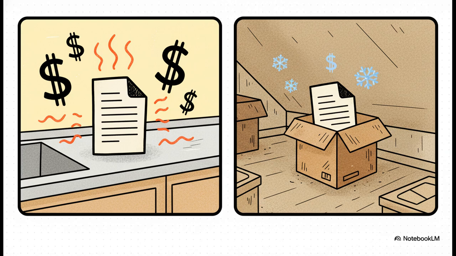Okay, another massive cost topic on the exam is storage tiers. The easiest way to think about it is this. The hot tier is like your kitchen counter. It's expensive real estate, but everything is right there ready to grab. The cool and archive tiers, that's like a box you store in the attic.